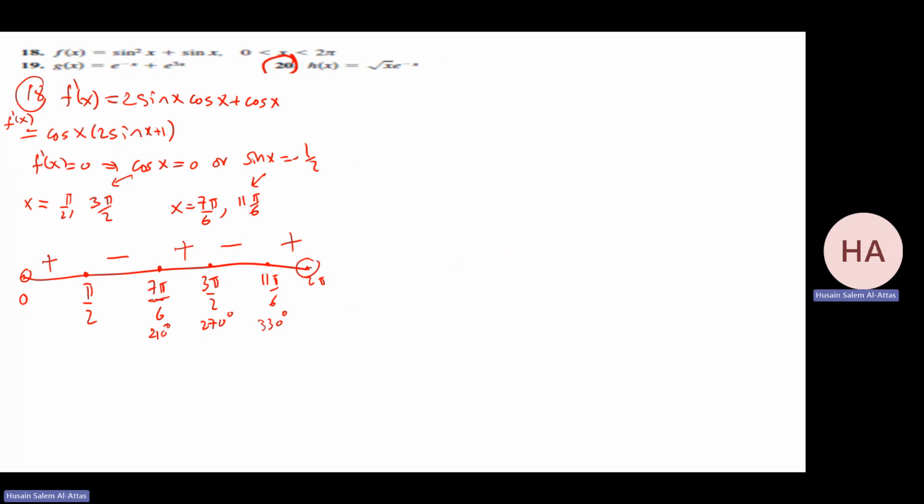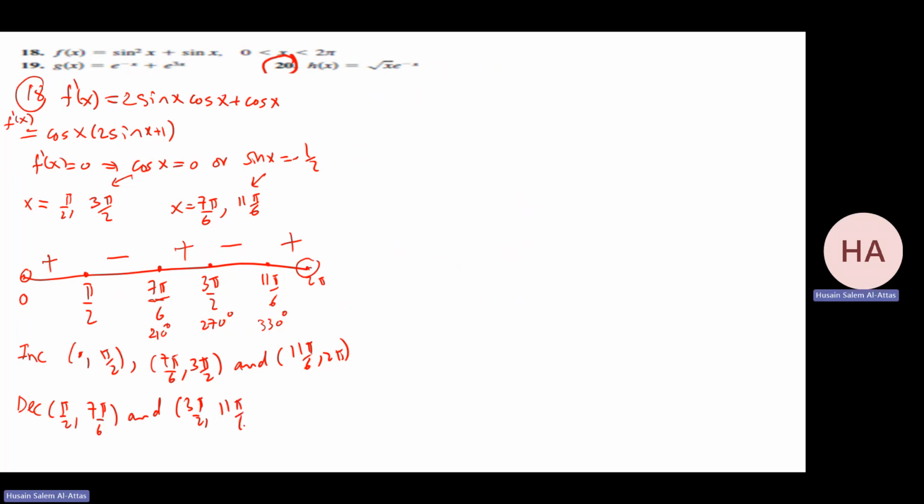Okay. So increasing, half increasing, 0 to pi over 2, 7 pi over 6, 3 pi over 2, and 11 pi over 6 and 2 pi. This is increasing. Well, decreasing: pi over 2 to 7 pi over 6, and 3 pi over 2 to 11 pi over 6.